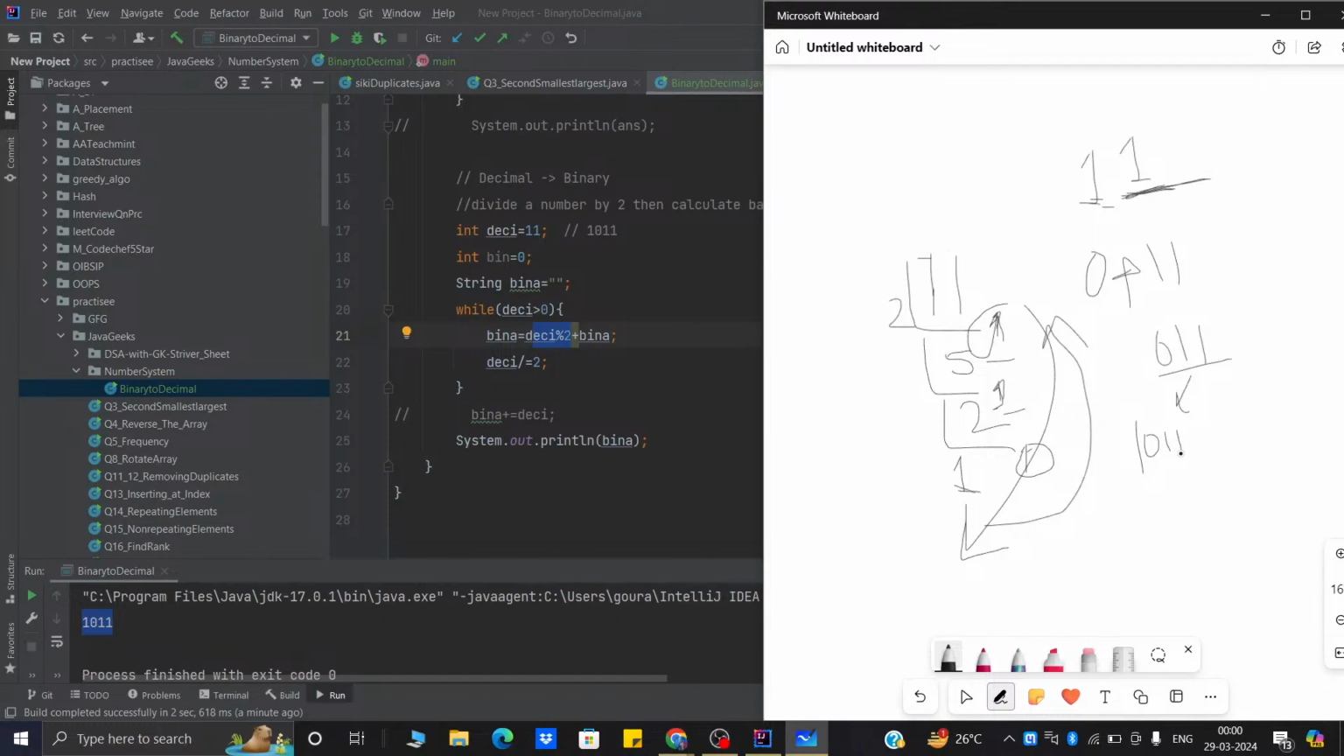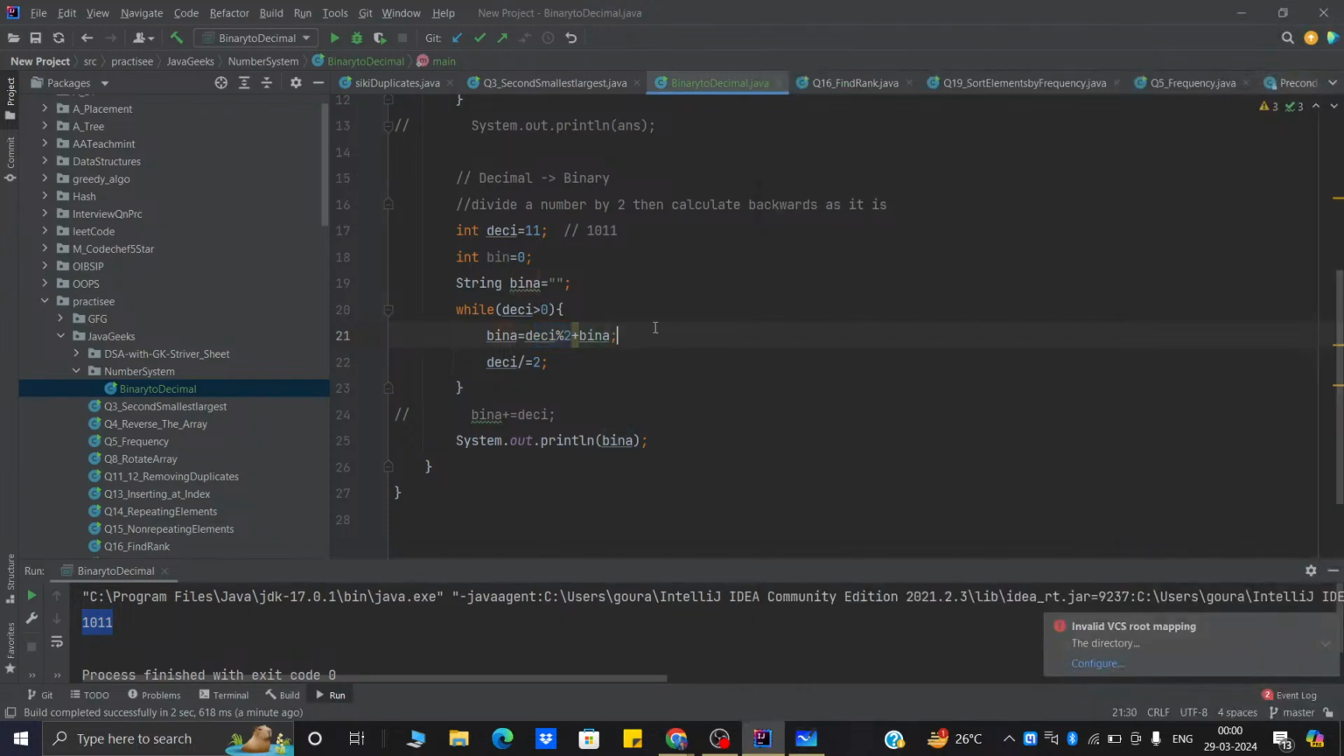You got it? Yes, yes. So this small step can be written here. If you cannot remember it, you can simply run a for loop and then reverse the string. It will also work. That is more optimized approach.